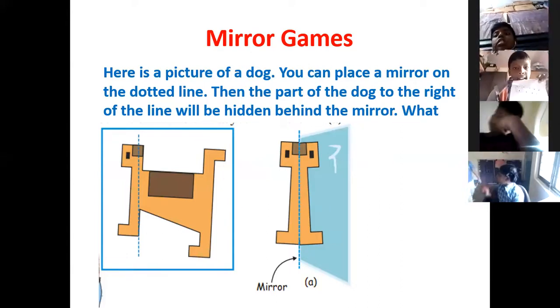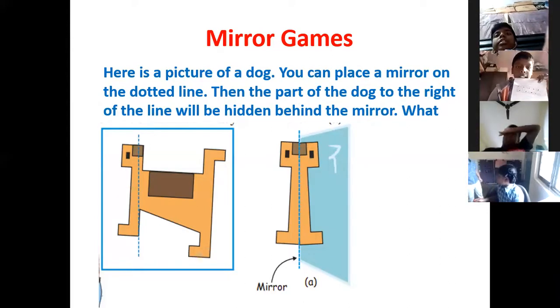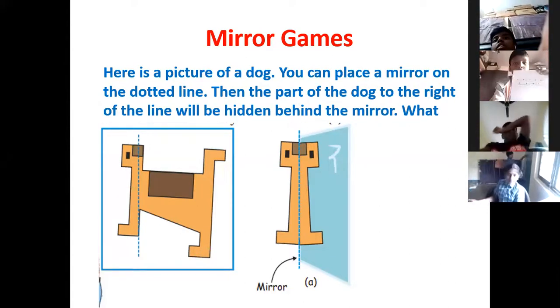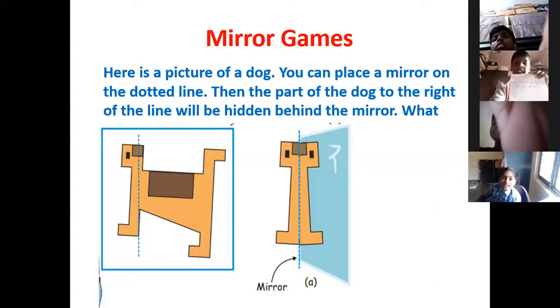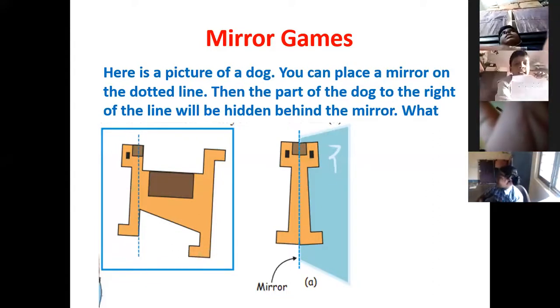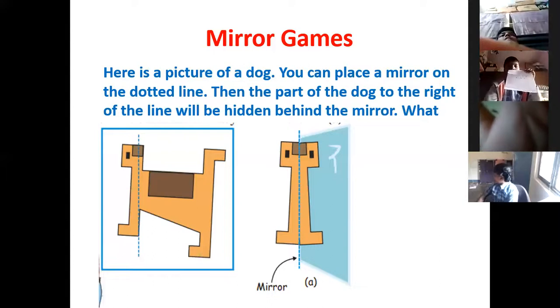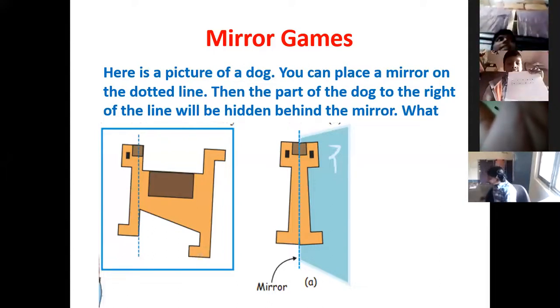if you keep a mirror there, you can see its reflection. Wherever you keep the mirror, you can see its reflection. So that mirror, where you are placing it, will be the symmetric line for that.